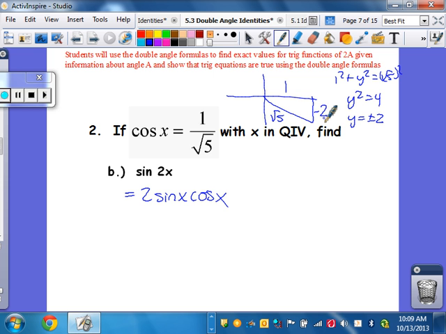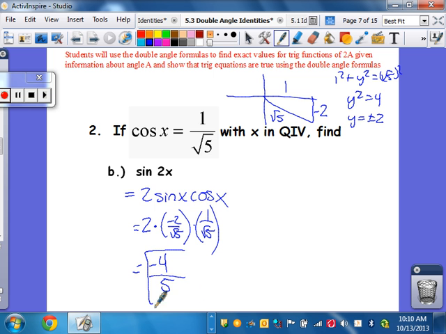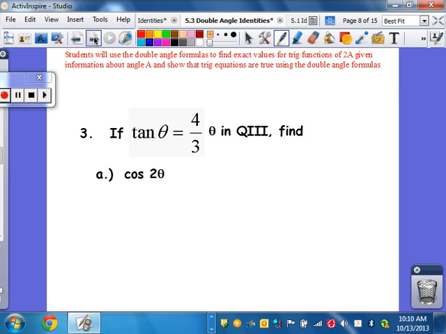What do we want to put where? Okay, so I go 2 times, what is sine? -2/√5. Times cosine, we already know is 1/√5. And then you just multiply them all together. 2 times -2, -4. √5 times √5 is 5. Once again, then you basically just plug it in and figure it out from there. Okay. What if I give you tangent? Does that matter? Hopefully not.